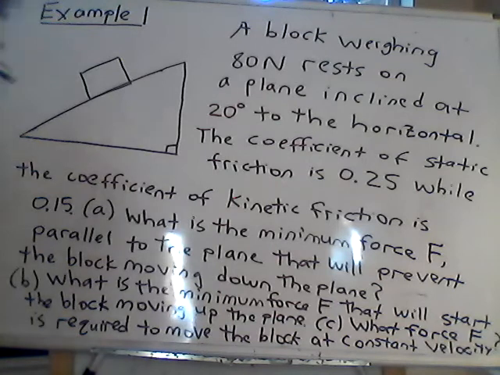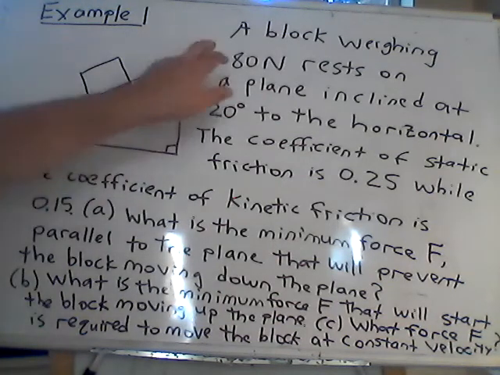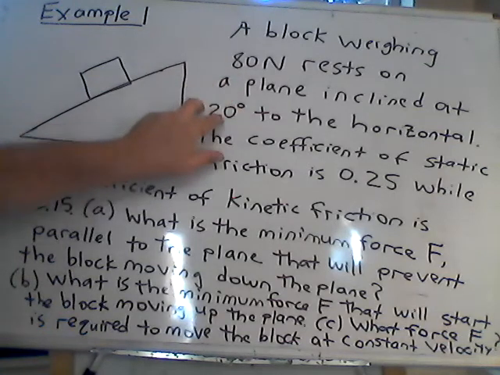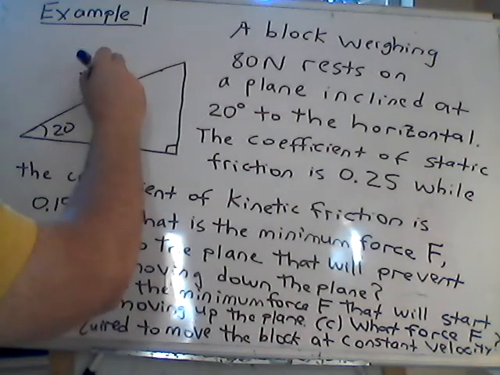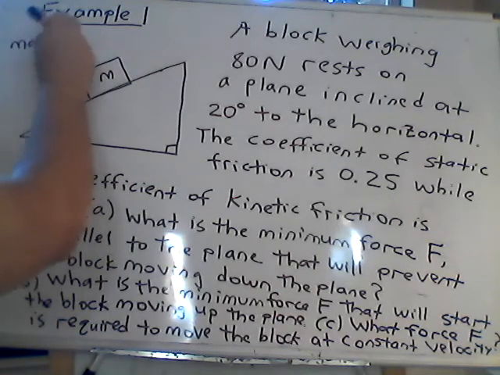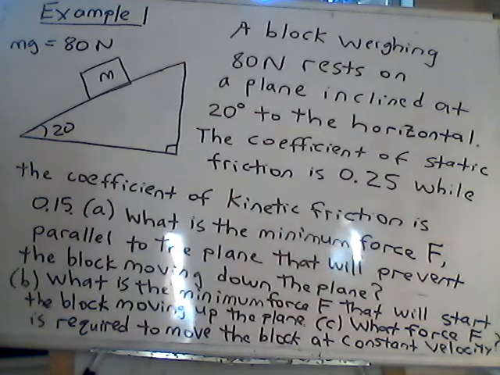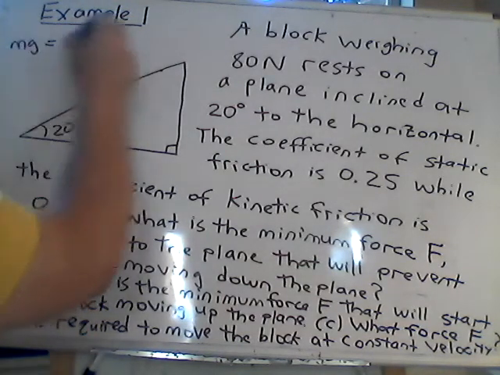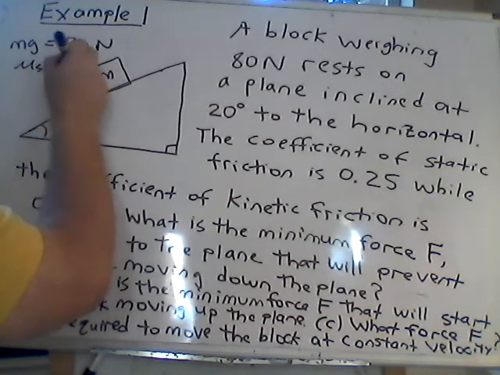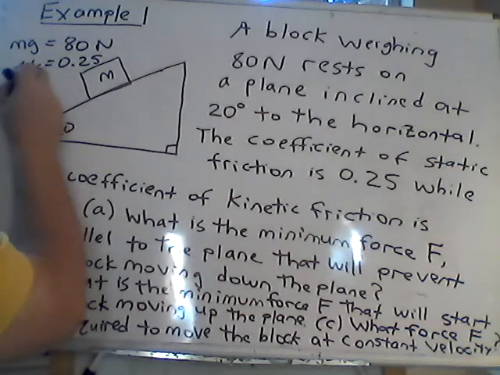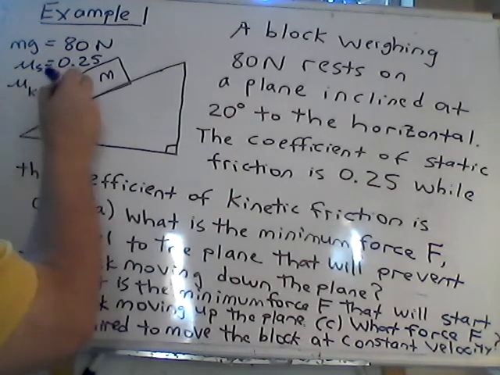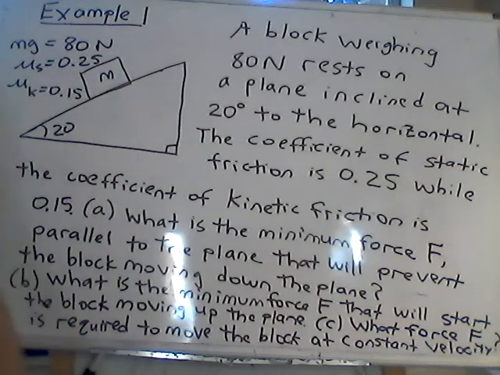Just barely. All right, so again, let me read this to you slowly. A block weighing 80 newtons rests on a plane inclined at 20 degrees to the horizontal. This is a 20-degree angle. Okay, so this is mass. We're told basically mg is 80 newtons. The coefficient of static friction is 0.25. Okay, that means that mu sub s is 0.25. Coefficient of kinetic friction is 0.15. Mu sub k is 0.15. It's between the block and the incline.